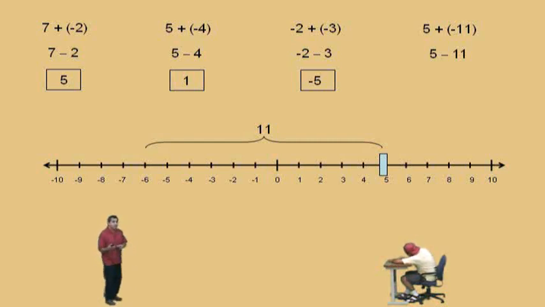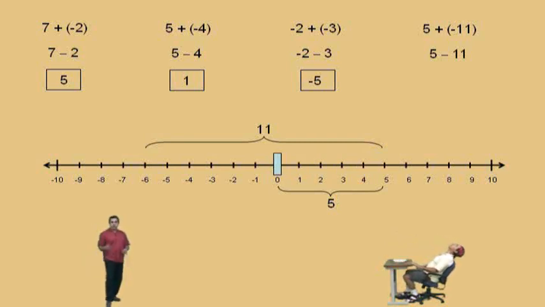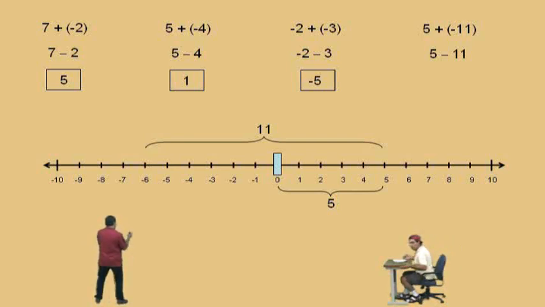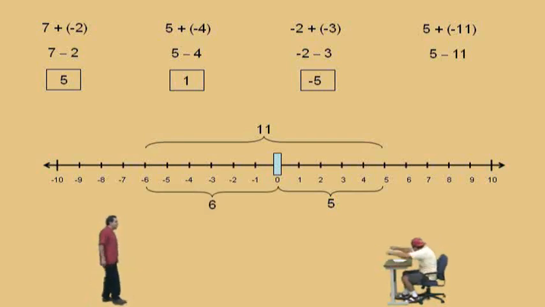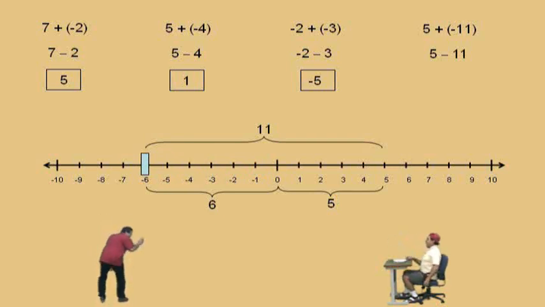Now, some students can do this all at once, but some prefer to work in steps. Here's what I mean. See, if we're at 5, some students prefer to move 5 spaces first, because that takes them to the 0. And once you get to the 0, then you take a break. Okay. Now, Charlie, if we moved 5 spaces, and remember, we have to go a total of 11, how many more do we have to go? 6 more. Very nice, Charlie. So if we're at 0 and we have to move 6 more, where do we end up, Charlie? Negative 6. Right on, Charlie.